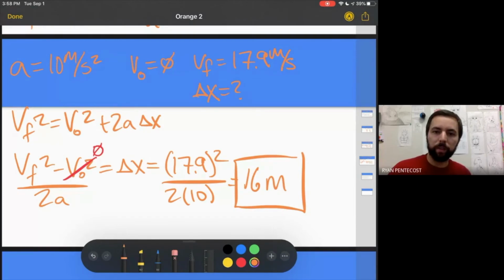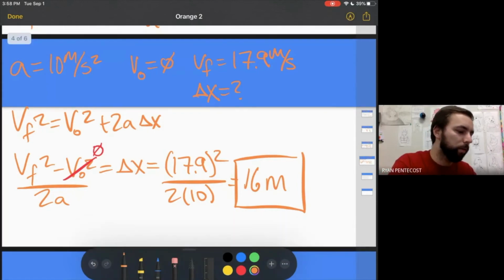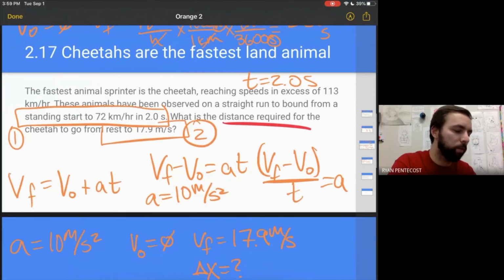So over the course of 16 meters, a cheetah can accelerate from a standing start up to approximately 40 miles per hour, which is insane. I know 16 meters is a long way, but that's still pretty impressive. I don't think any of our football players at Norman High could go from, let's say, the end zone to the 15-yard line and hit 40 miles per hour. Unfortunately, if so, we could wreck some kids in football. All right, so that is the distance required for a cheetah to go from rest to 17.9 meters per second.